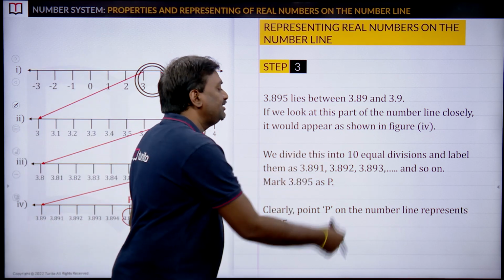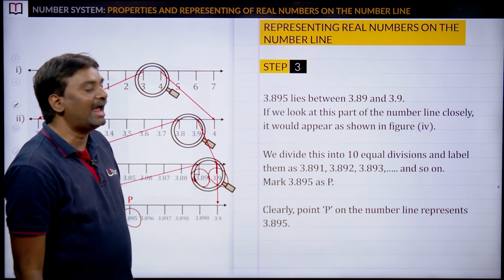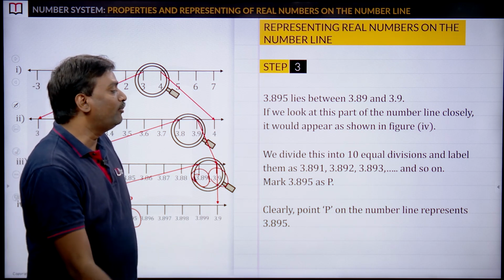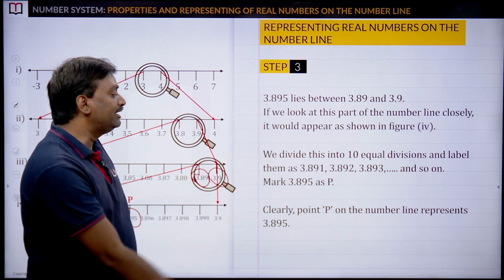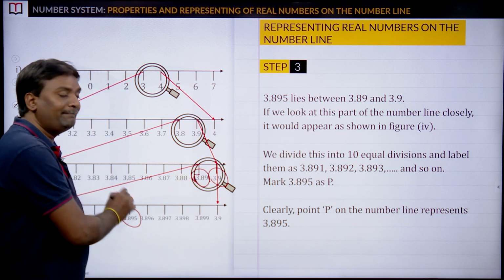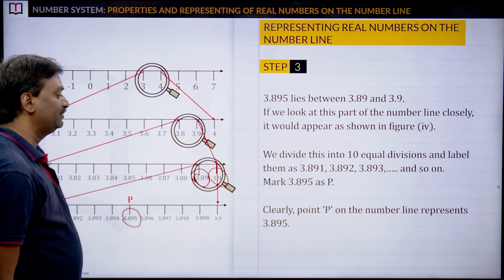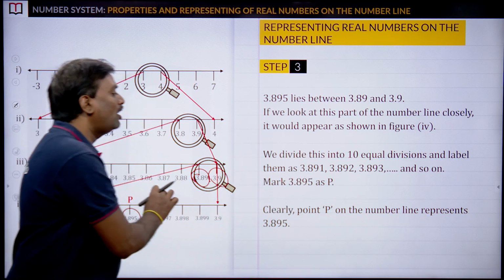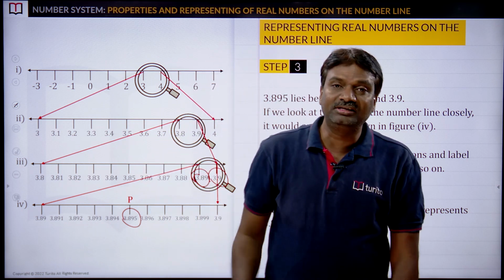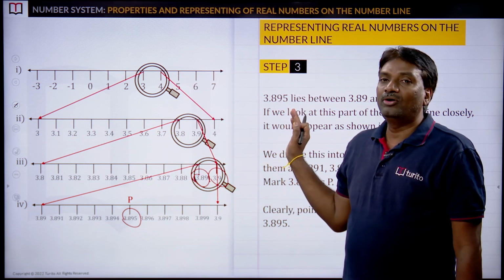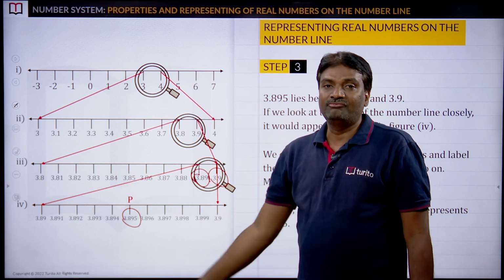So, we divide this into 10 equal divisions and label them as 3.891, 3.892, and so on. Mark 3.895 as some P. P means point. So, clearly point P on the number line represents 3.895. These types of problems are important for long answer questions in final exams.